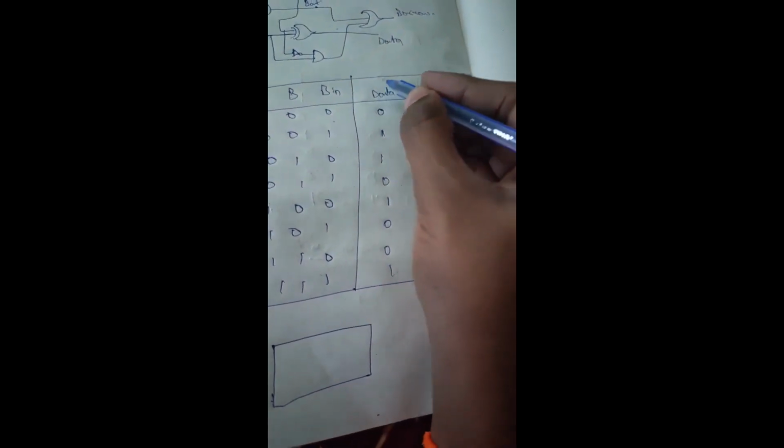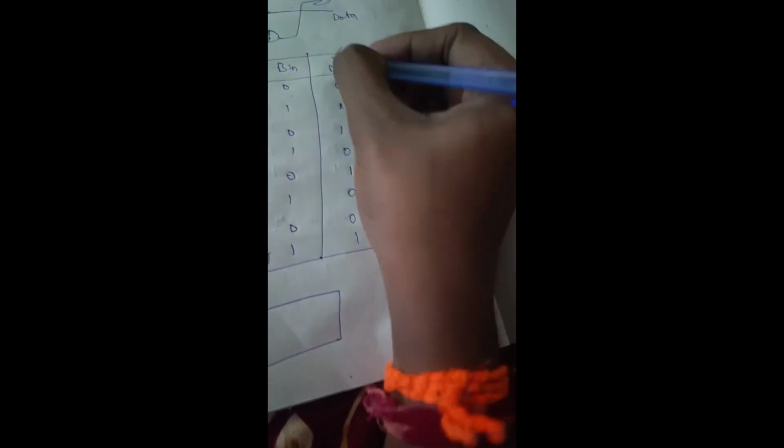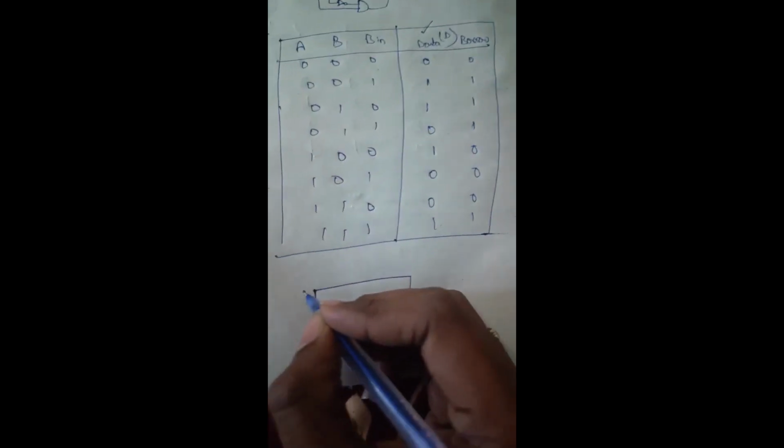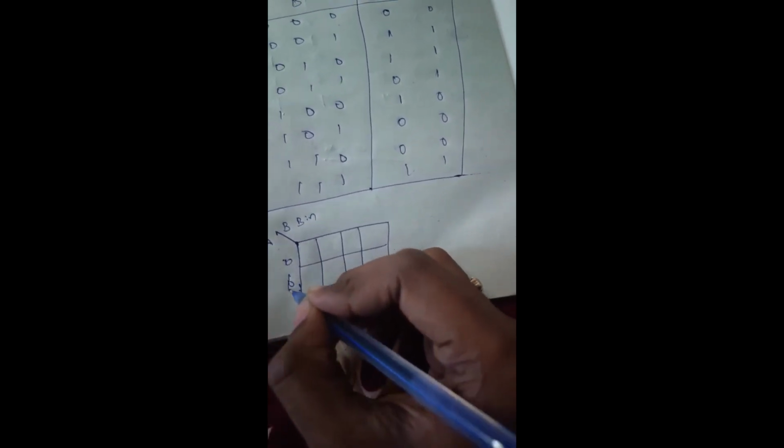Right. Now we have to find out the expressions for the data and the expressions for the borrow. For that we can find them using K-maps. I am taking one K-map for the data, and for shortcut I am considering it as D. Here on this side I am considering A, and here B and B in. These are all the possible inputs. So I am drawing the K-map. Here 0, here 1, and 00, 01, 11, 10.